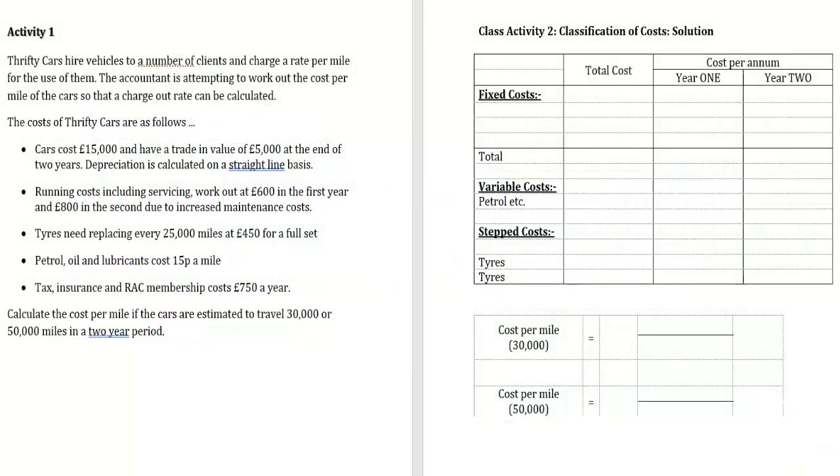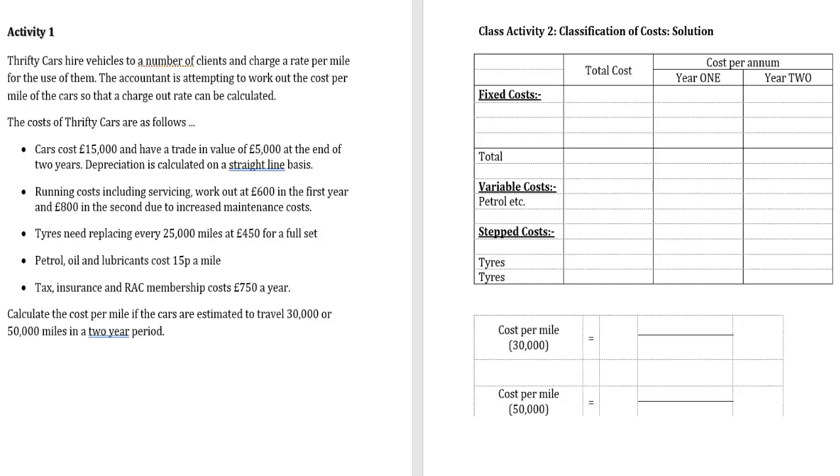Let's now read the question. Thrifty Cars hire a vehicle to a number of clients and charge a rate per mile for the use of them. The accountant is attempting to work out the cost per mile of the cars so that a charge out rate can be calculated. The costs of Thrifty Cars are as follows. Cars cost £15,000 and have a trade in value of £5,000 at the end of 2 years. Depreciation is calculated on a straight line basis.